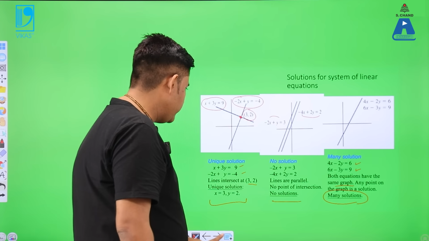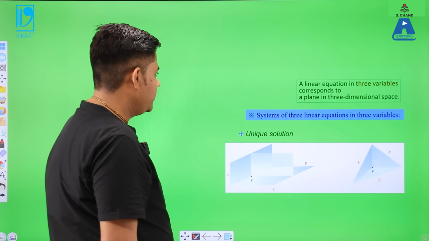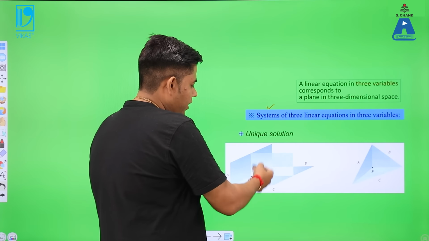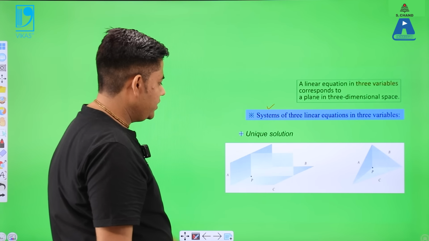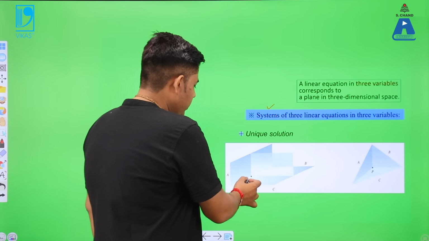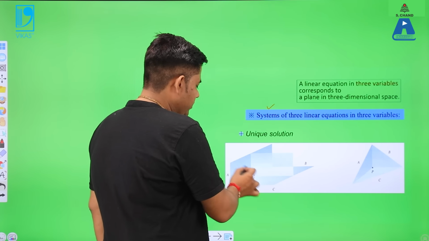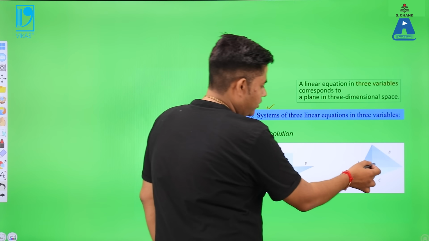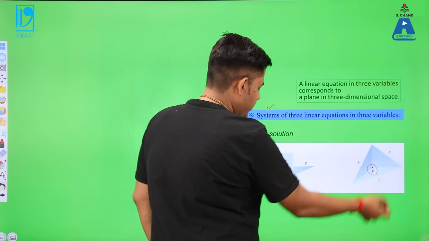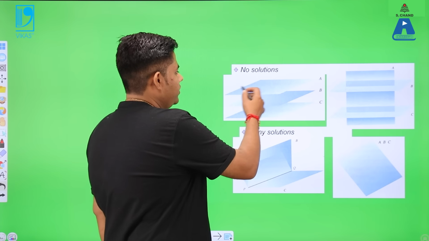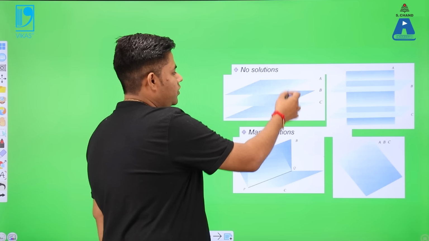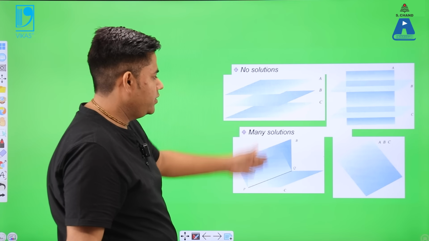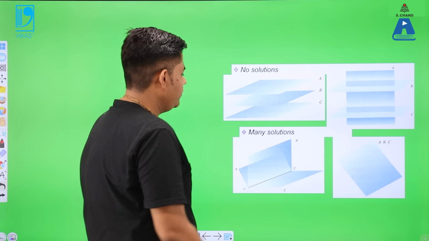Now what happens when you have three variables? When you have three variables in the system of linear equations, it has a 3D graphical presentation, and in that you may have one common point, which would be a unique solution. In case of no solution, these three different planes would not overlap or intersect with each other. That means there is no common intersection of all these planes, so it has no solution.